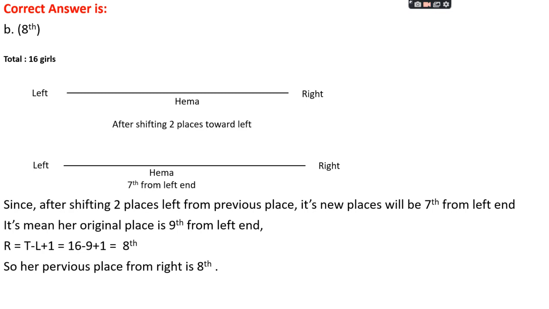We already know the formula. Right position is equal to total number of students minus left position plus 1. We already know that her previous left position is 9th. So, after putting in the numbers, we get the right answer: her previous place from the right side must be 8th.